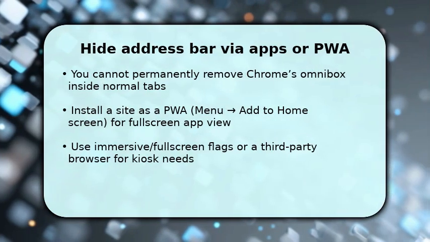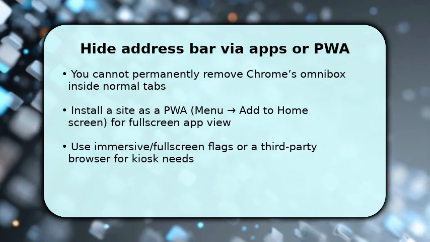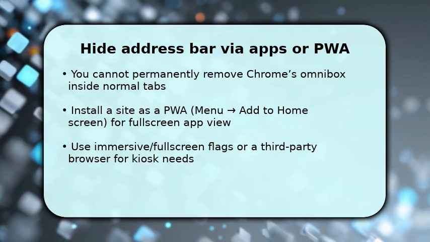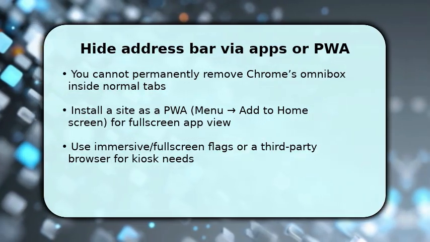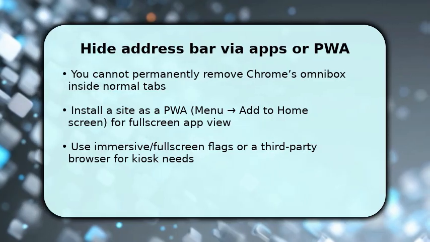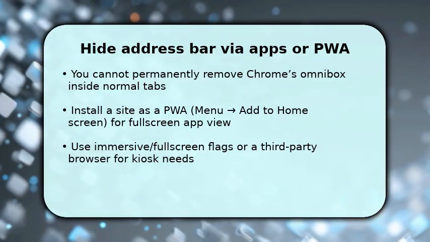Inside the Chrome app itself, the Omnibox, the search/address bar, is not removable in regular tabs. Chrome enforces it for security. Instead, make a progressive web app. Open the website, tap menu, choose Add to Home Screen. This launches the site without the Chrome UI.